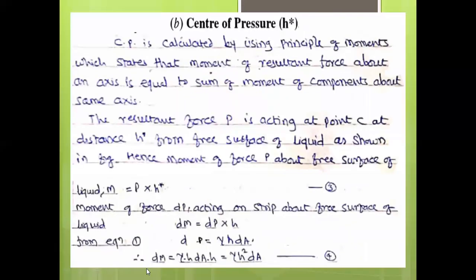Now if you see in equation number 3, there is capital M equal to P into H star. This is equation number 3, and this is equation number 5. Here also M is there. So now we can equate the right hand side of both equations. P H star is equal to gamma I0.